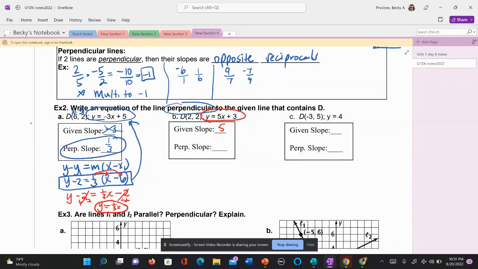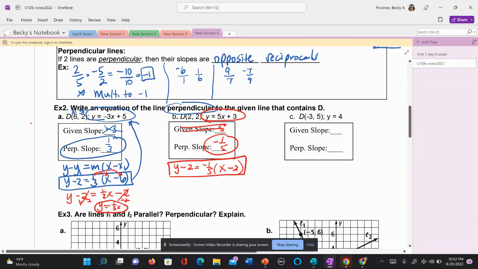The given slope here is 5. The opposite reciprocal slope is a -1/5. I'm going to use the point (0, 2). So y minus 2 equals, again, don't use this one, we're using this new slope, a -1/5 x minus 2. Now, let's convert this to slope-intercept form. So y minus 2, let's distribute. A -1/5 x, negative times a negative is a positive, and that is a positive 2/5.